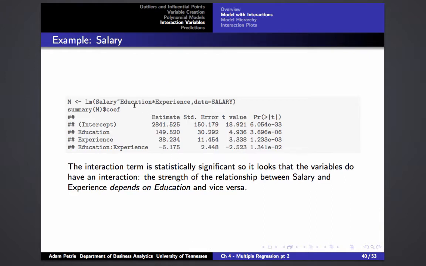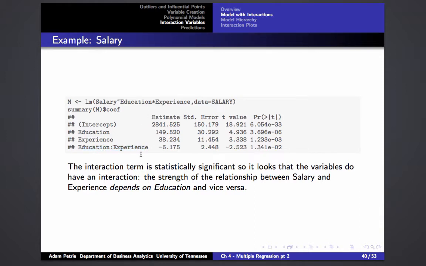Okay, so let's explore the interaction between education and experience in the salary model. So here I fit the model with the interaction. Here's the interaction term. Here's its coefficient. And here is the p-value. It's 1%. So we see that the interaction is statistically significant. So adding this interaction term into the model that already contains education and experience significantly decreases the sum of squared errors. So my model improves by considering this interaction term.